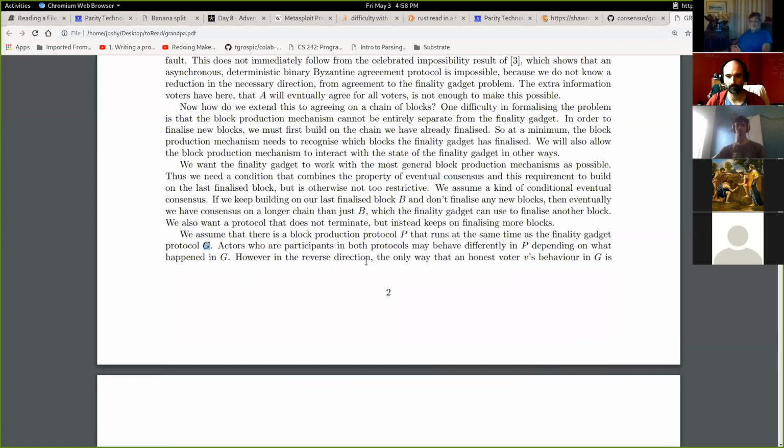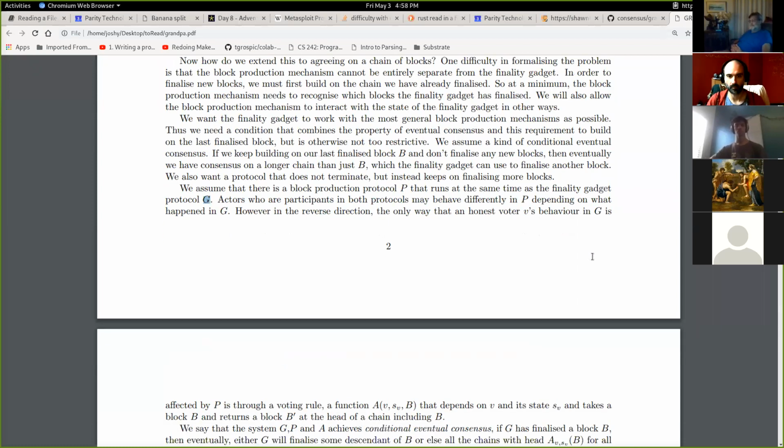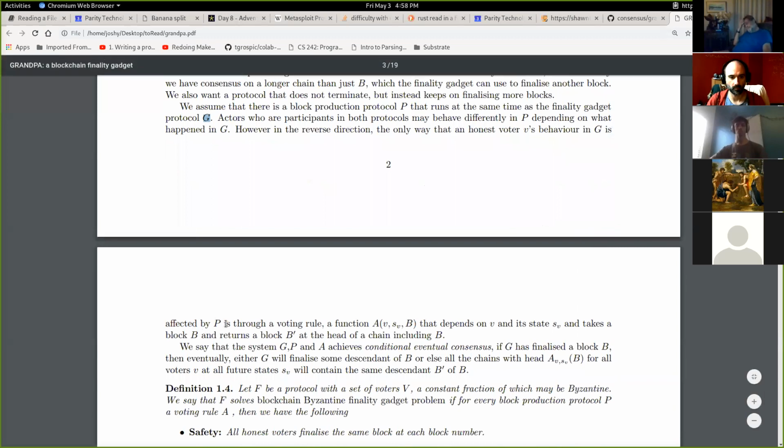However, in the reverse direction, the only way an honest voter V's behavior in G is affected... So I think that means, taking the first sentence, if I'm mining the blocks, I can choose to mine on a different fork based on just exactly what Jim said. Like I saw that G finalized some block, now I'm going to start mining on it because I know it's finalized. But in the reverse direction, the only way I would behave differently in Grandpa, the finality gadget, based on what happened in the block production mechanism, is through a voting rule, this function that they call A.